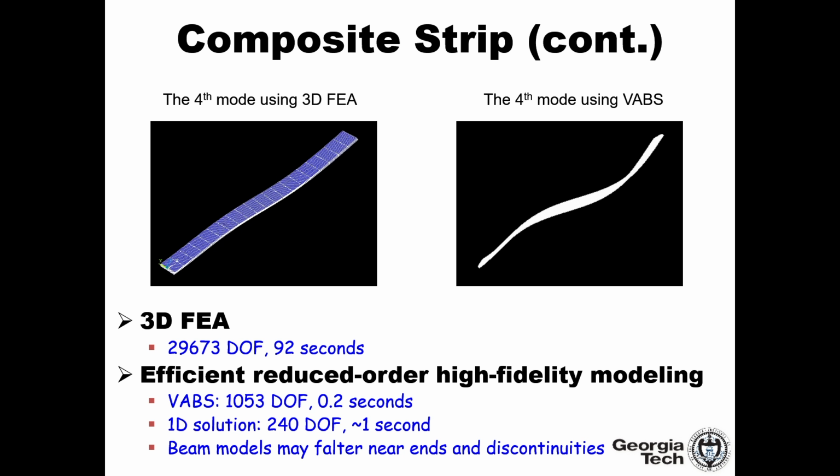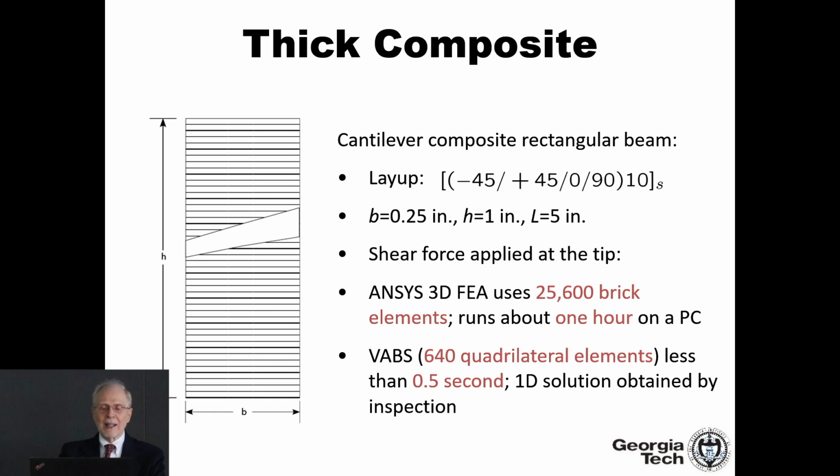Now, beam models may falter near the end of a beam or near a discontinuity. We understand. Here is a thick composite, something you would probably never build, but this puts the methodology to the test. We take a beam with a cross section like this and we apply a shear force at the tip with cantilevered conditions, and if we run a 3D finite element, we have about 1 hour on a PC, whereas with VABS we take less than a half second, and the 1D solution can be obtained by inspection.